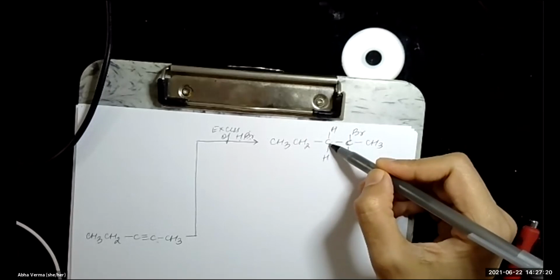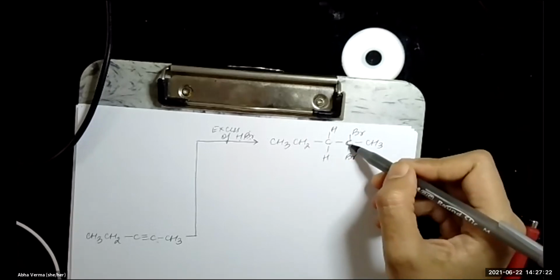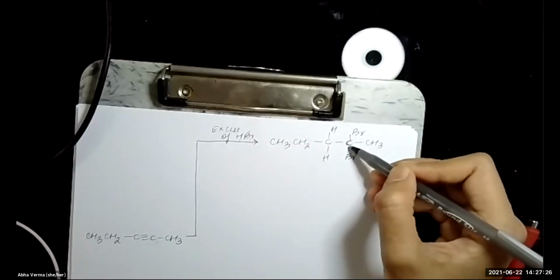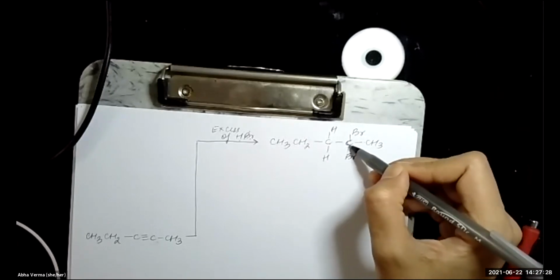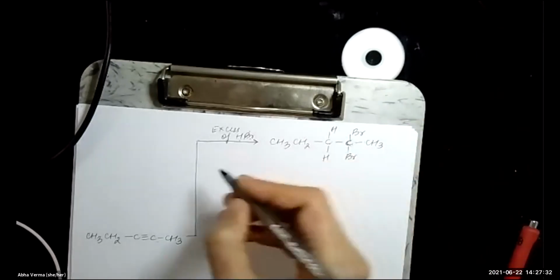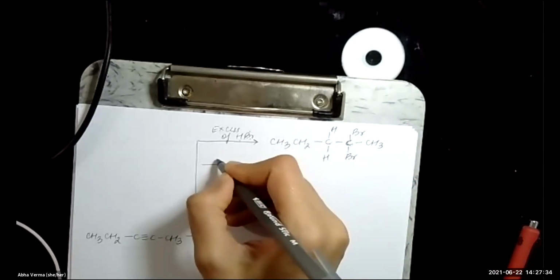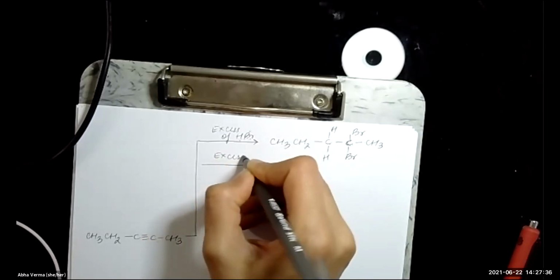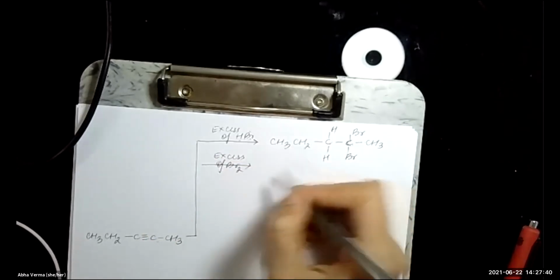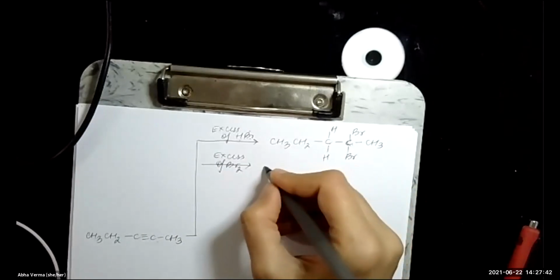This will be mono-substituted. This will become di-substituted. So the incoming nucleophilic part will go to that same carbon, which is more substituted. Excess of bromine or any chlorine also.